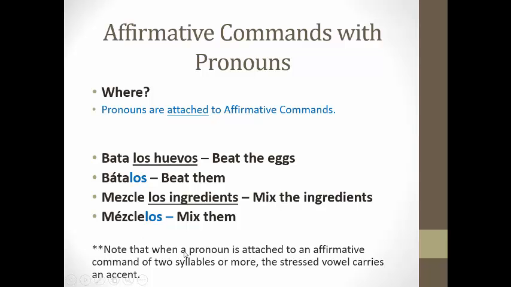When you're trying to figure out what the stressed vowel is, an easy trick is to just count backwards and count the third vowel from the end of the word. Let's see if that worked here with our 2 examples.